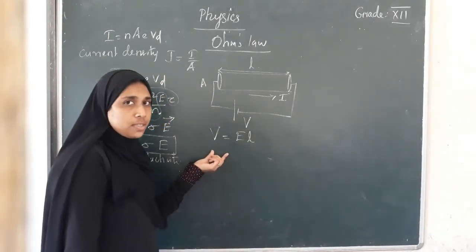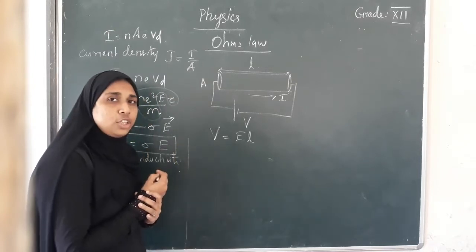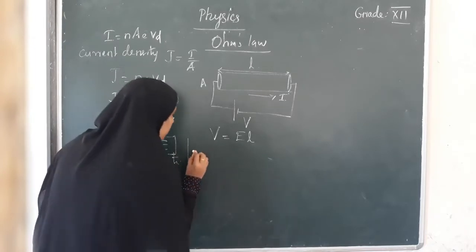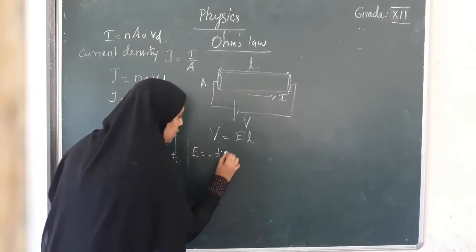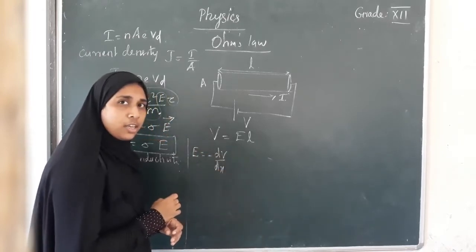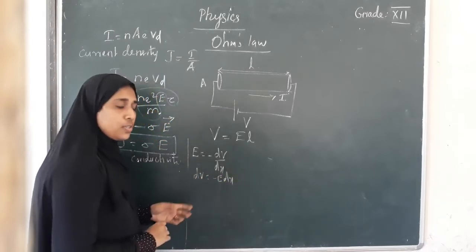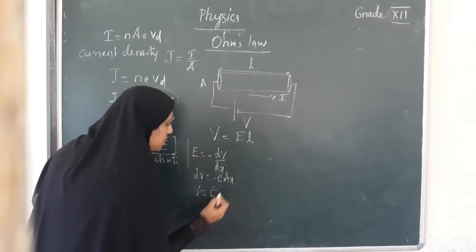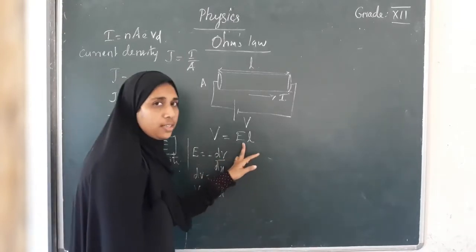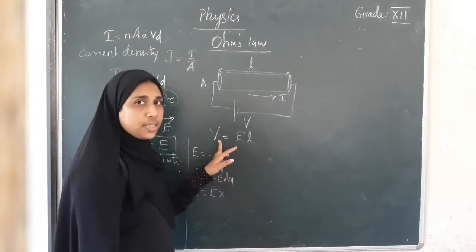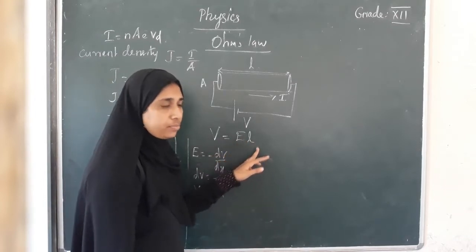How does this expression come? In the first chapter, you have learned that the electric field is the negative gradient of potential, E equal to minus dV by dx. So from this, dV equal to minus E into dx. So simply we can write V equal to E into x. So this formula we are using here. The potential difference or voltage is equal to E into L.